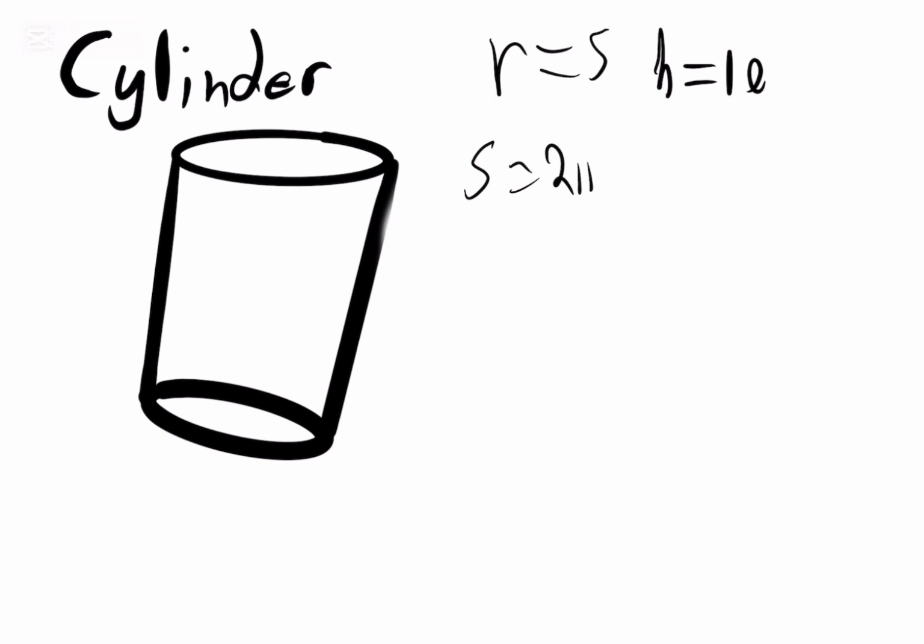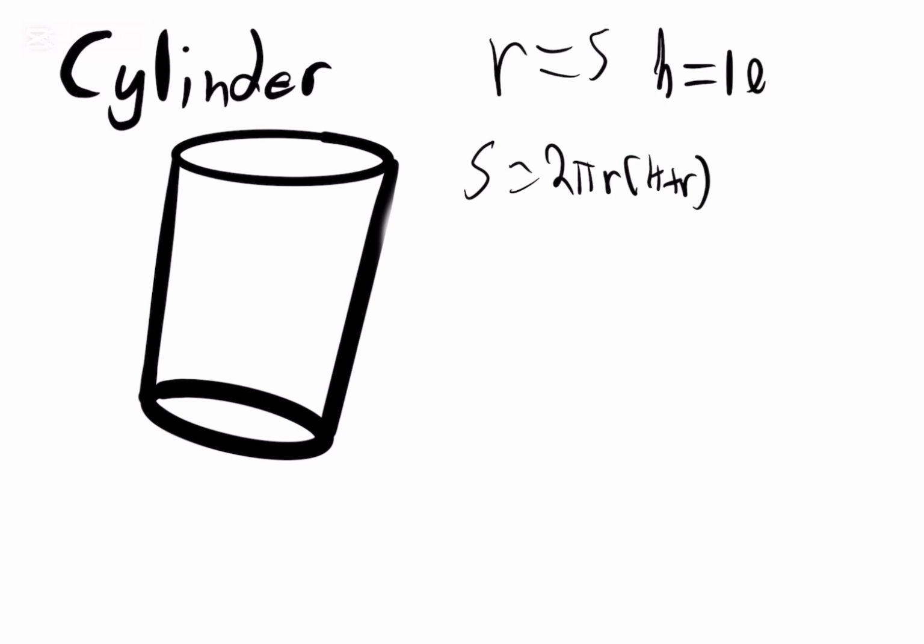Hello, today we'll be discussing how to find the surface area and the volume of a cylinder. So first, using our radius as 5 and our height as 10. Our formula for surface area would be S equals 2 pi r, parentheses, height plus radius.